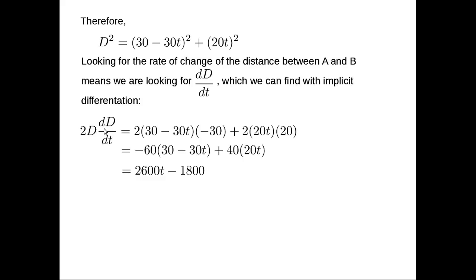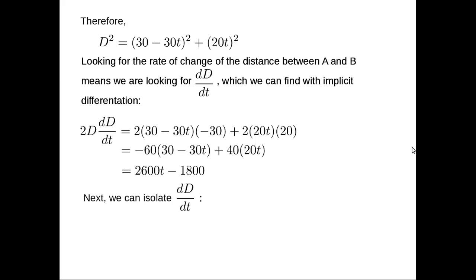When we differentiate this implicitly, we take the derivative of the outside, which gives us 2 times the inside, so 2 times D, times the derivative of the inside, which is dD/dt. Now I can use the chain rule on the right-hand side. I bring this exponent down, then I multiply by the derivative of the inside. And the same here, I take this exponent down and multiply by the derivative of the inside. Now I can simplify and I get this expression.